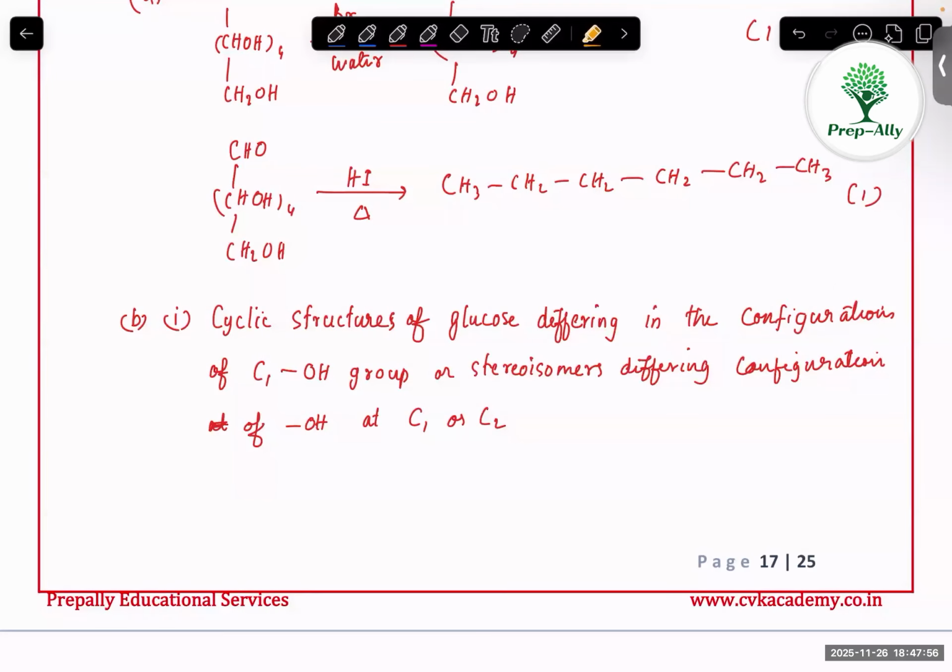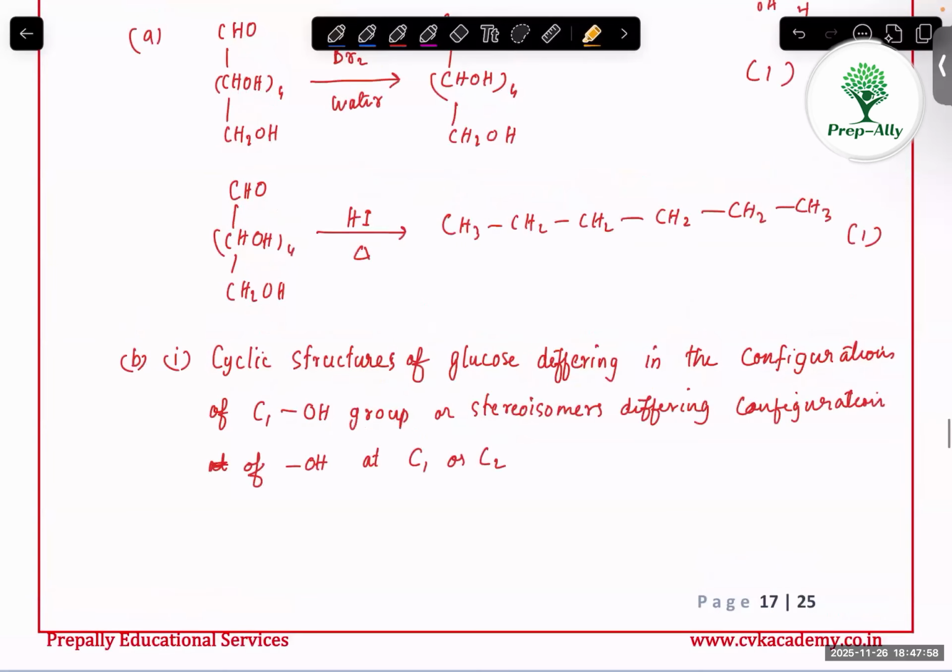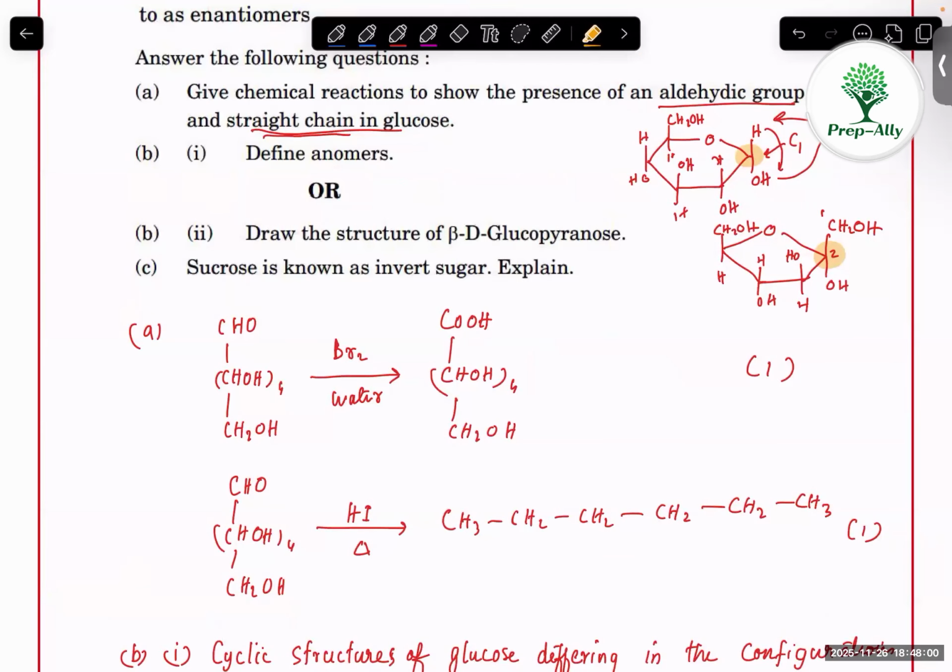Now for this OR part question, what they have asked is, draw the structure of beta D glucopyranose. I will just erase this thing here. When I write this OH on top and H on the bottom, this is called beta D glucopyranose. Simply, that is the structure.